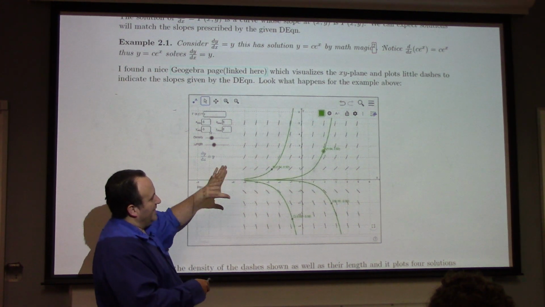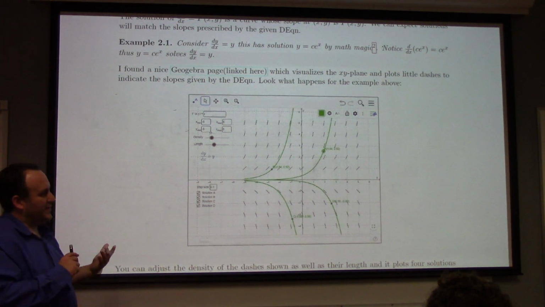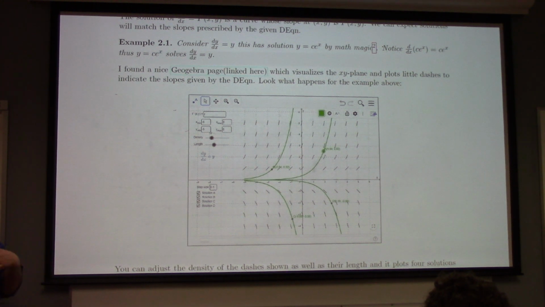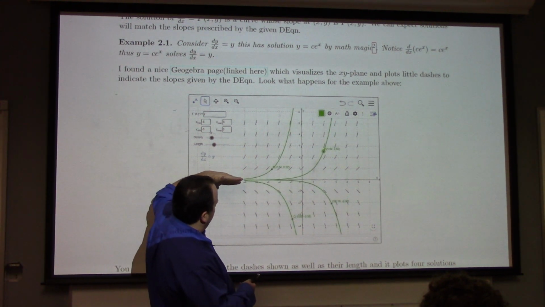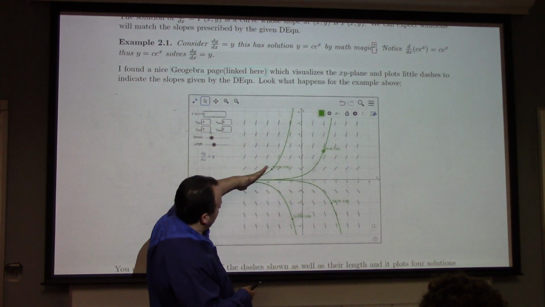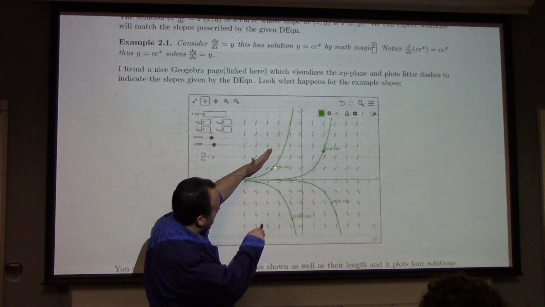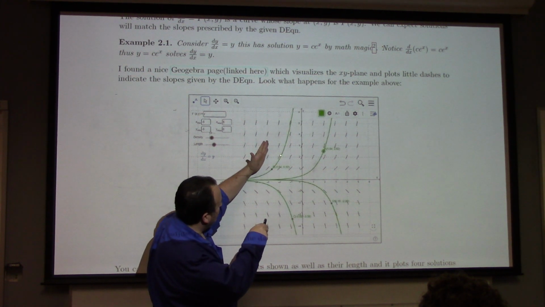And so this is kind of like a grown-up version of connect the dots. But instead of connecting the dots, you're connecting the slopes, right? So your goal in drawing a solution curve is that your curve has to be such that it's always tangent to the little tangent lines as it crosses, right? So like here, this is slope 2.